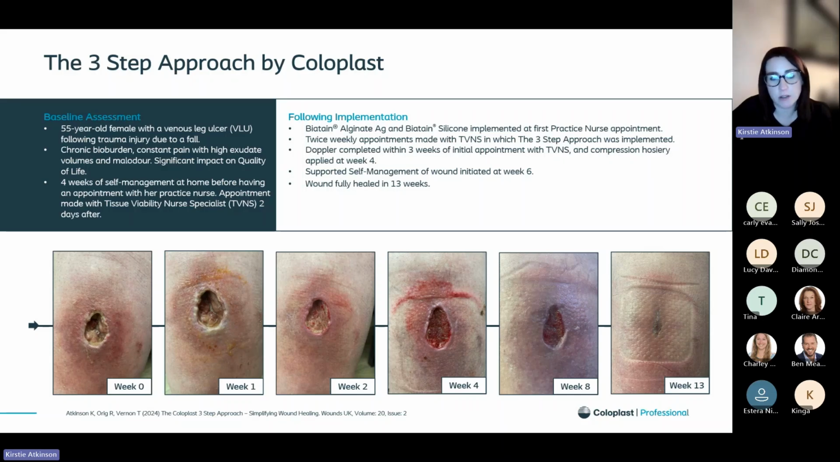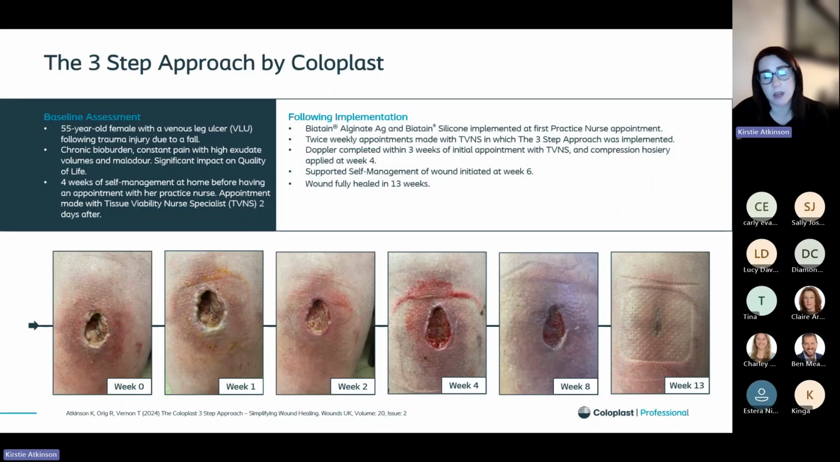But what's amazing, and what you can see on the photos, is that depth of that wound coming up significantly in them first 4 weeks before she got into compression therapy. So by the time we did get to week 4, we weren't needing to use the alginate AG or any sort of filler to pack the wound because that 2 centimeters had come up. So we were able to use biatain silicone and conform to the wound bed.